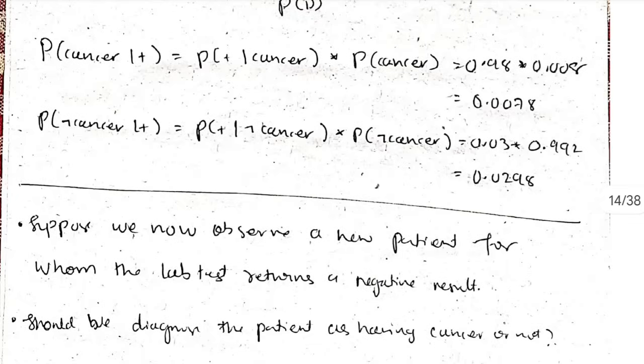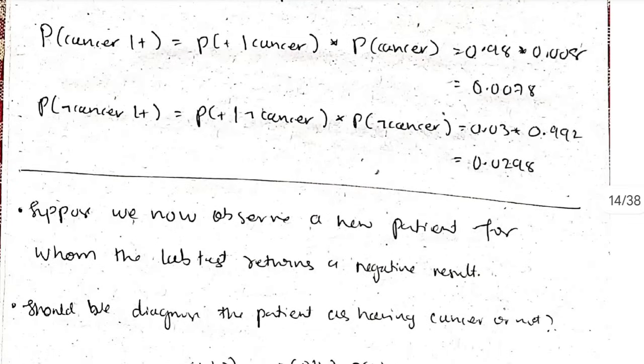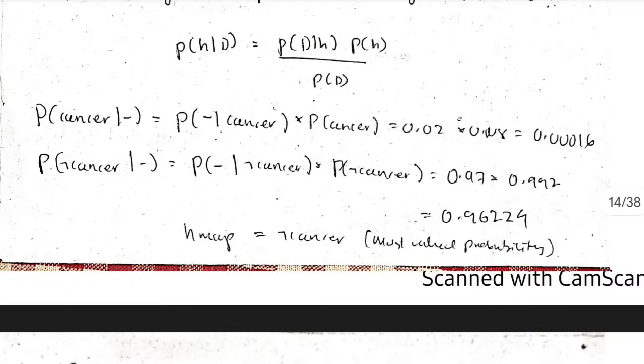In both of these cases we got not cancer, that's the correct answer. Here we got not cancer, here also we got not cancer. So what we'll be concluding is, whether the test report is positive or negative, based on the probabilities, most probably the patient does not have cancer. So we'll be concluding that, that is H map.